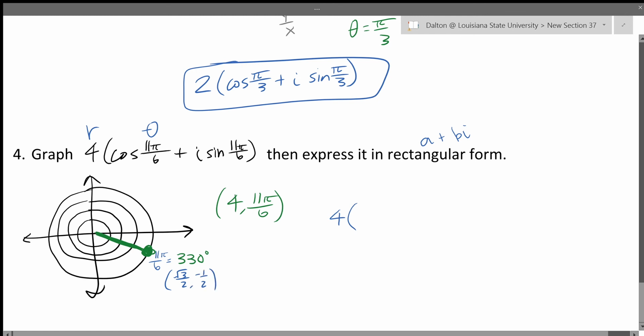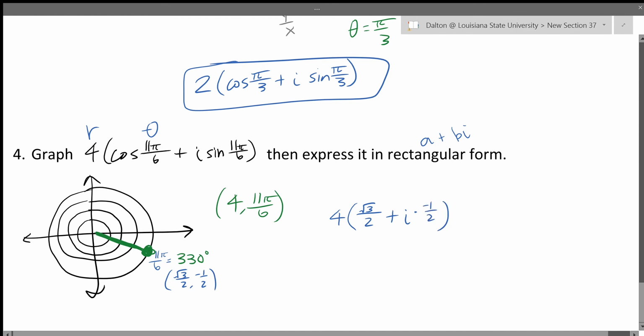So then if I substitute in those values, we know cosine is the x coordinate. Sorry, it's been a long day. All right, let me try that again. Cosine is the x coordinate, which is square root of 3 over 2, plus i times sine, which is the y coordinate, which will be negative 1/2.